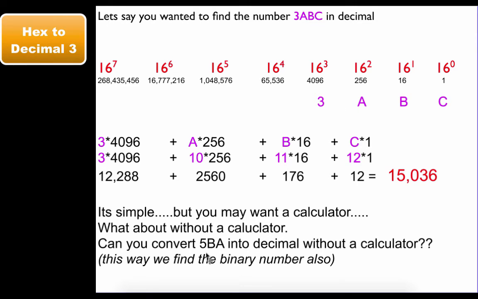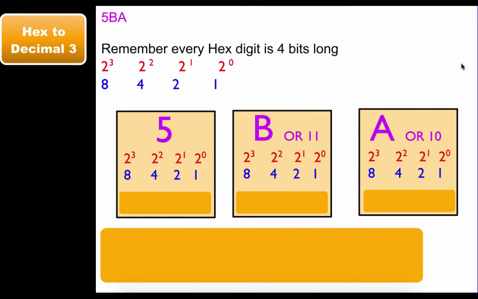Well, let's try this. 5BA into decimal without a calculator. The method I'm going to show you now is super cool because 1, you don't need a calculator, and 2, you actually find out the binary number as well. So let's check it out. You've got to remember that every hex digit is 4 binary bits long. So let's do this one together. We have 5BA.